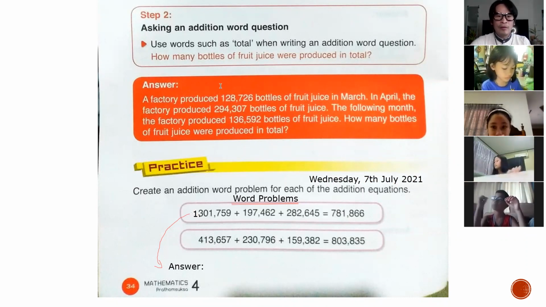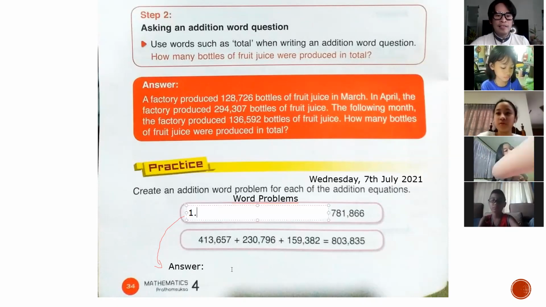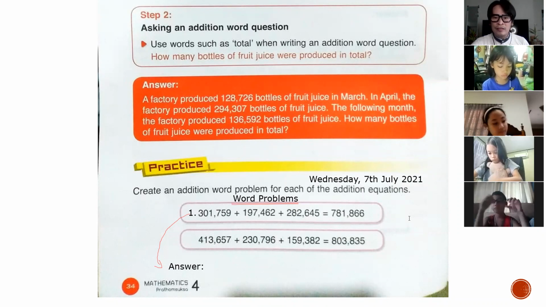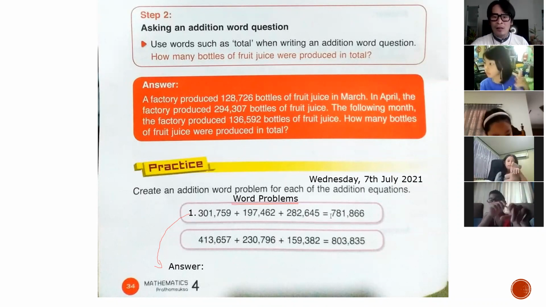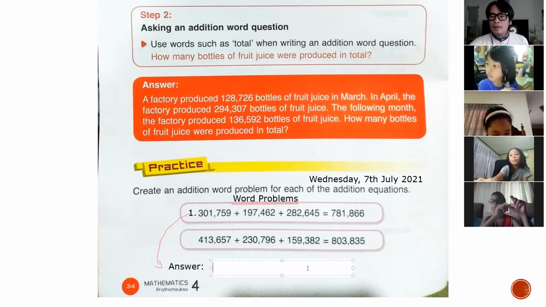So this is my number 1. Let's help each other. Write number 1. This is not called a number sentence anymore. This is an equation, because there's already an answer after the equal symbol, right? So the answer should be like this. Create only the word problem.